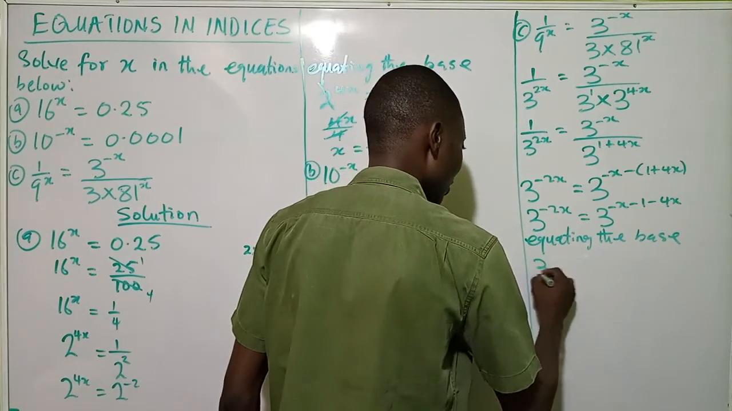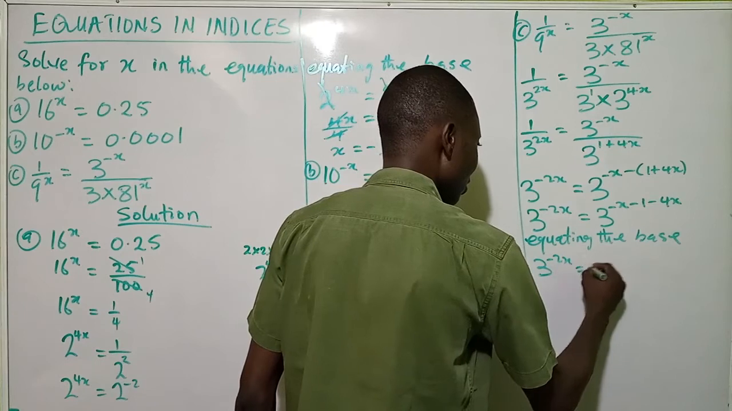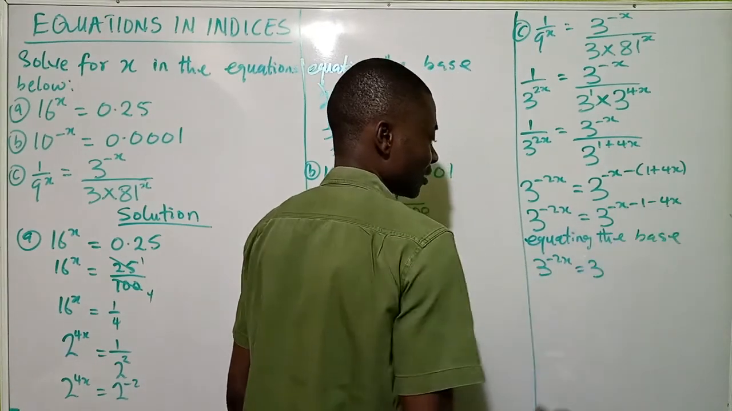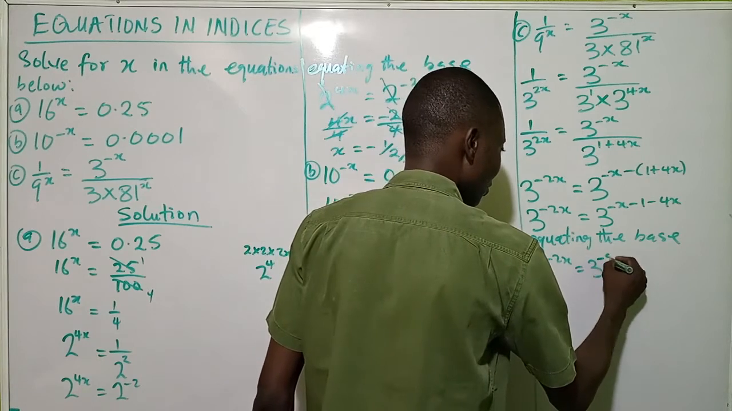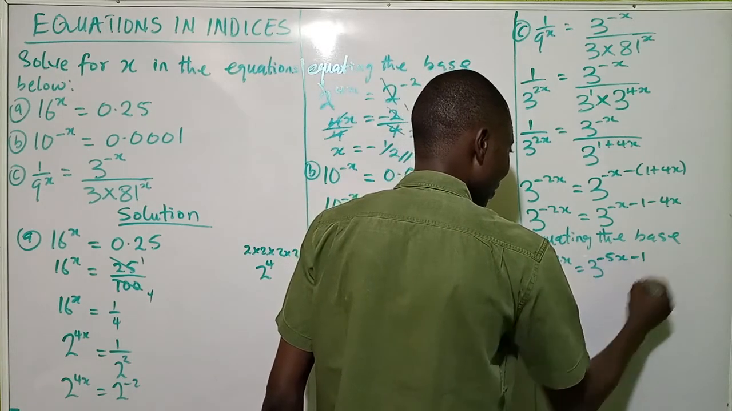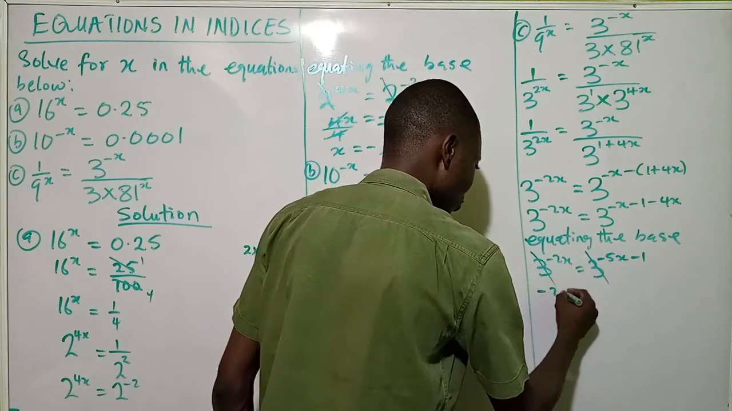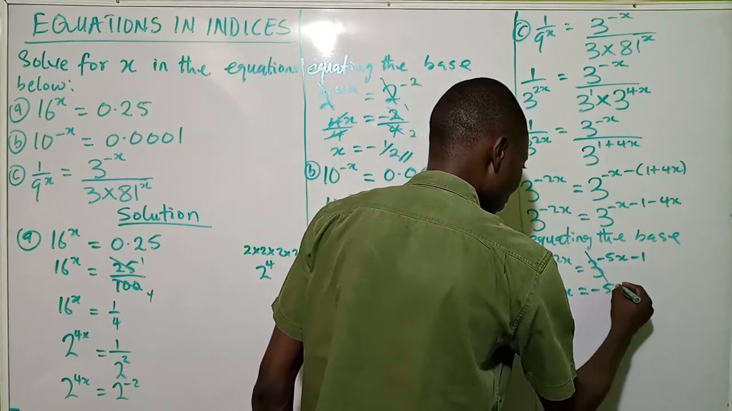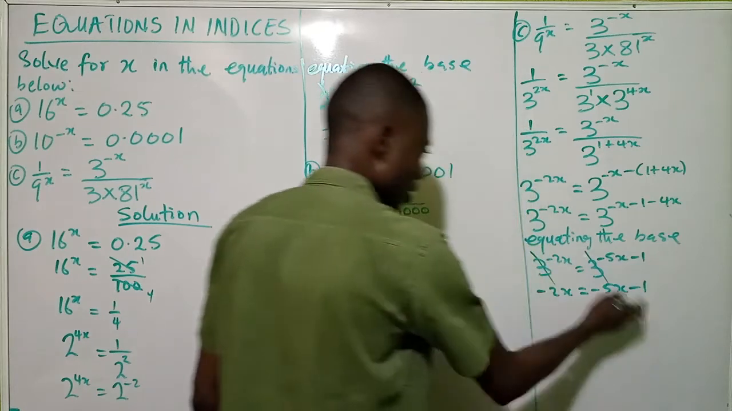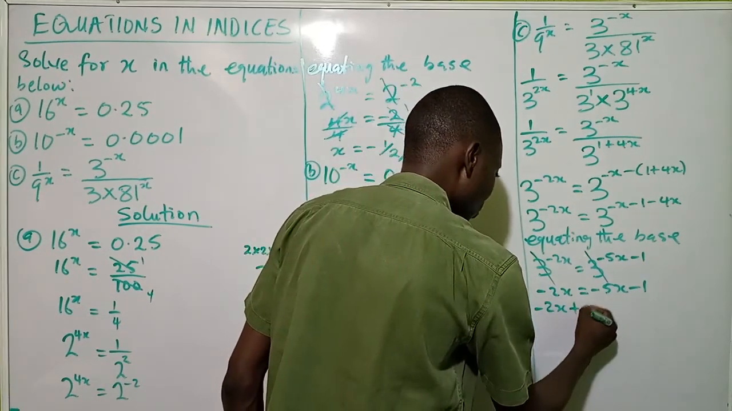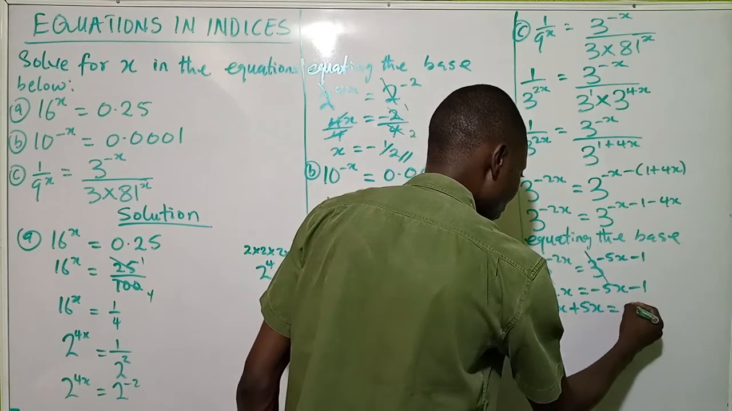That is what? 3 raised to the power of minus 2x equals 3. Look at this. Minus x minus 4x will give me what? Minus 5x minus 1. So equating the base now, this goes with this, leaving us with minus 2x equals minus 5x minus 1. So we collect like terms. Minus 2x plus 5x equals what? Minus 1.